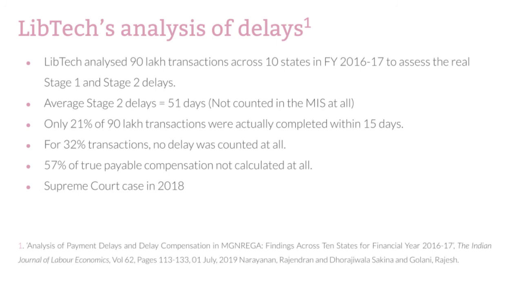This happens because if the state government does its job and sends the FTO to the center within 15 days, even if the center takes 3 to 4 months after that to actually send the money, the transaction will not be counted as a delay on the MIS. LibTech's analysis was used in a 2018 Supreme Court case where the Supreme Court acknowledged the findings and ordered the center to take full responsibility for the entire delay. Even today, however, the MIS delay compensation report only calculates stage 1 delays, and the stage 2 delay tracker on the MIS presents a very incomplete picture.